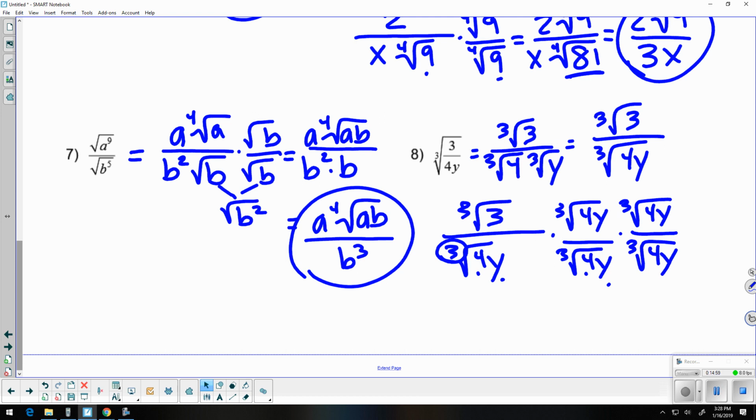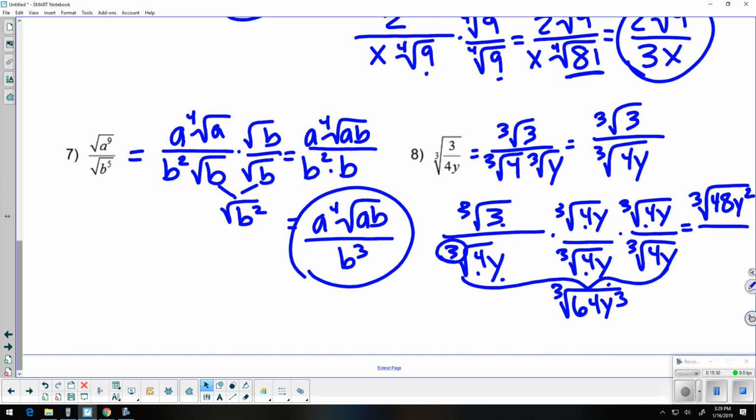Because right now, if I multiply this all together, on top, when I multiply all these cubic roots together, we have 3 times 4, so that's 12, times 4, so that's 48, y squared. Over, so now on the bottom, again, when you multiply all 3 of these together, technically that's a cubic root of 4 times 4 times 4, which is 64. And then y times y times y is y cubed. Well, all of that simplified, if you take the cubic root of 64y cubed, that's just going to be a 4y. Okay, but we're still not done.